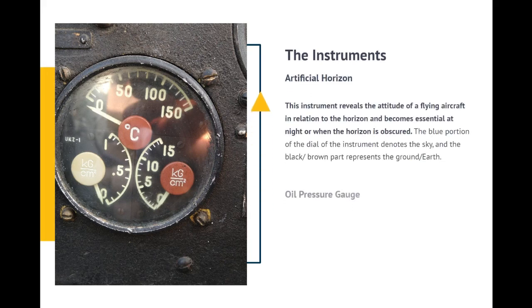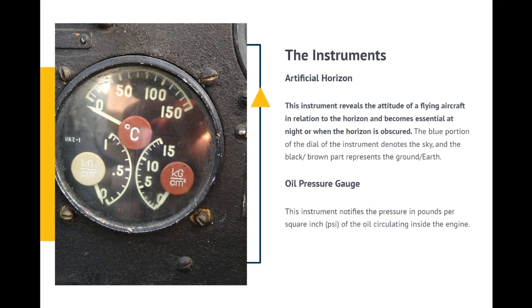Artificial horizon. This instrument reveals the attitude of a flying aircraft in relation to the horizon and becomes essential at night, or when the horizon is obscured. The blue portion of the dial of the instrument denotes the sky, and the black or brown part represents the ground or earth. Oil pressure gauge. This instrument notifies the pressure in pounds per square inch, PSI, of the oil circulating inside the engine.